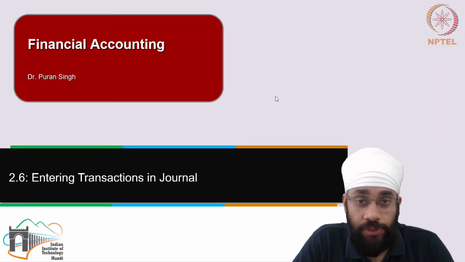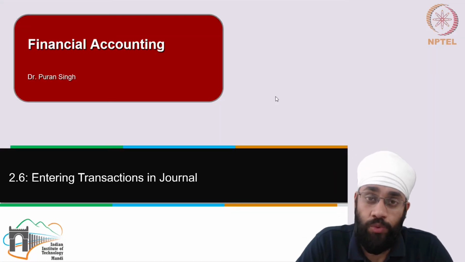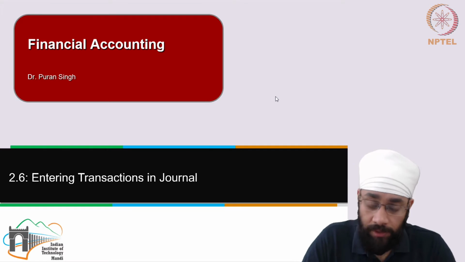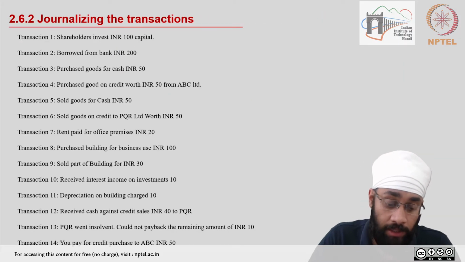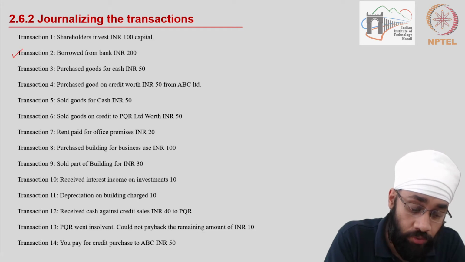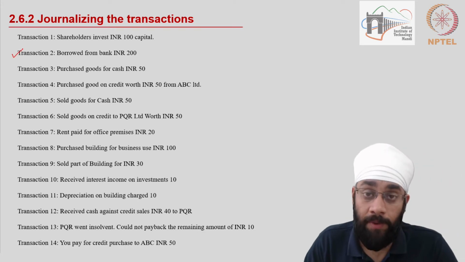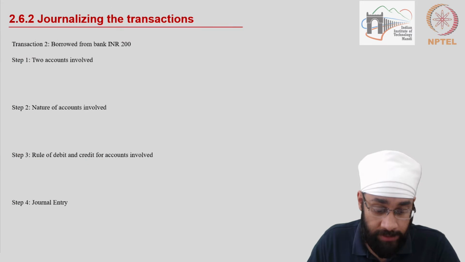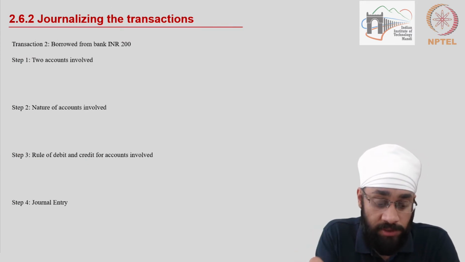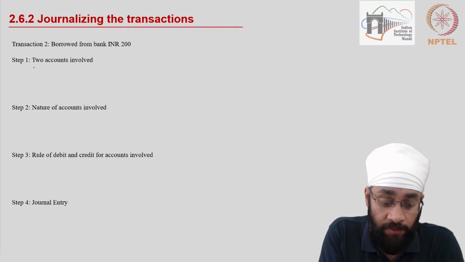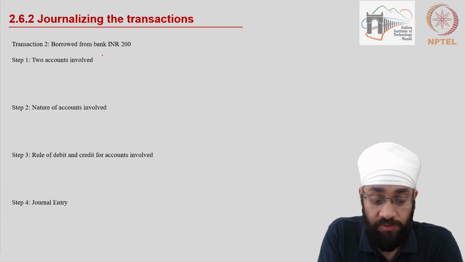This is a continuation of the previous video in which we did one journal entry. So I'm going to continue with the second journal entry. We are going to transaction 2, which is borrowed from bank. So let's switch on to transaction 2. We're going to follow the same process in baby steps. Identify the two accounts involved.